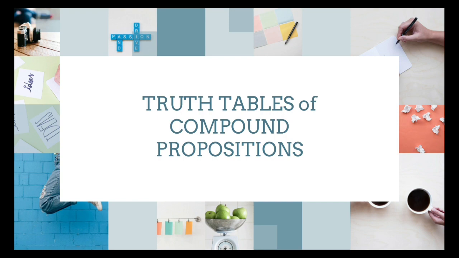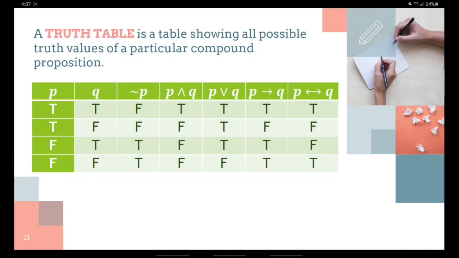Truth tables of compound propositions. So this will be the summary of all the truth tables from negation to biconditional. A truth table is a table showing all possible truth values of a particular compound proposition. So we have here the summary: the negation, the conjunction, the disjunction, the conditional, the biconditional.